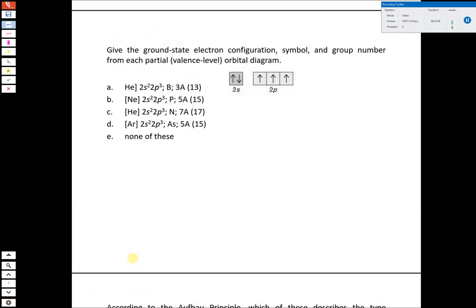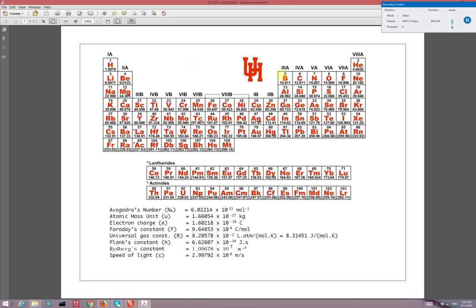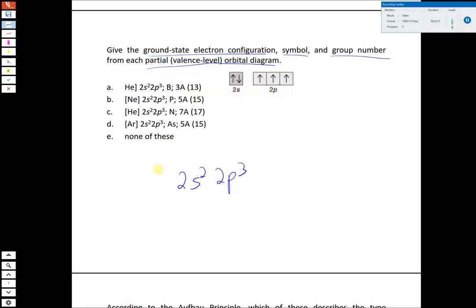So this one asks us to give the full ground state electron configuration, the symbol, and the group number using the valence orbital diagram. So our valence orbitals in this case are going to be 2s2, 2p3. So if we go to the periodic table, the valence electrons are 2s2, 2p3. So the electrons that come before that are going to be 1s1, 1s2, or what we would abbreviate as the helium configuration. So the configuration for this is going to be helium as the core, and then 2s2, 2p3.